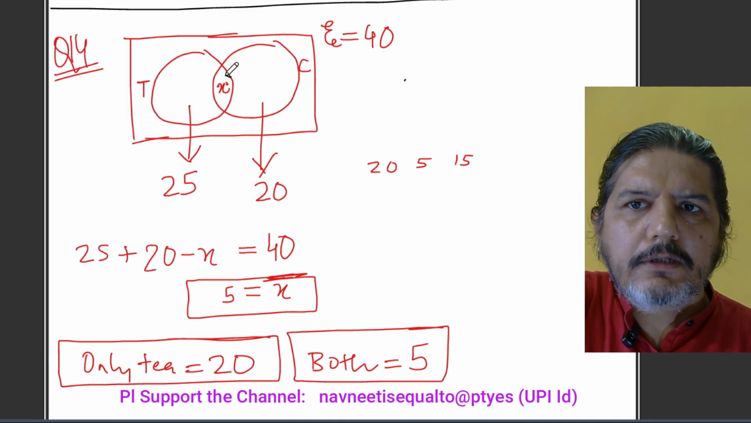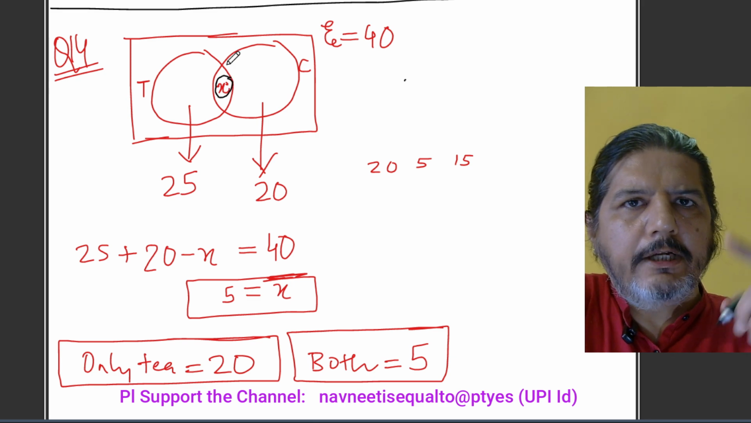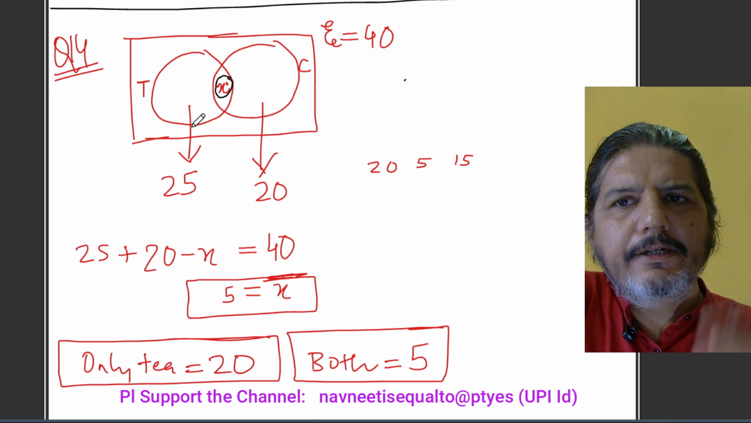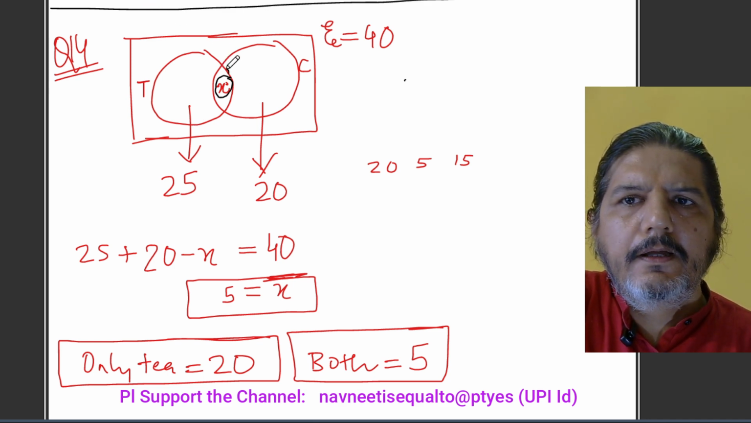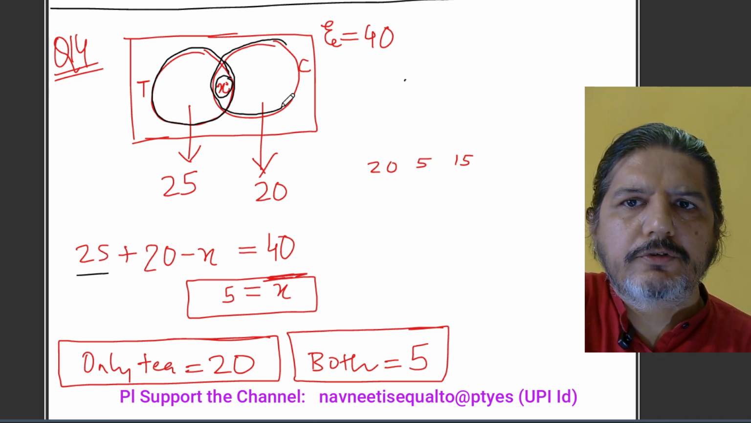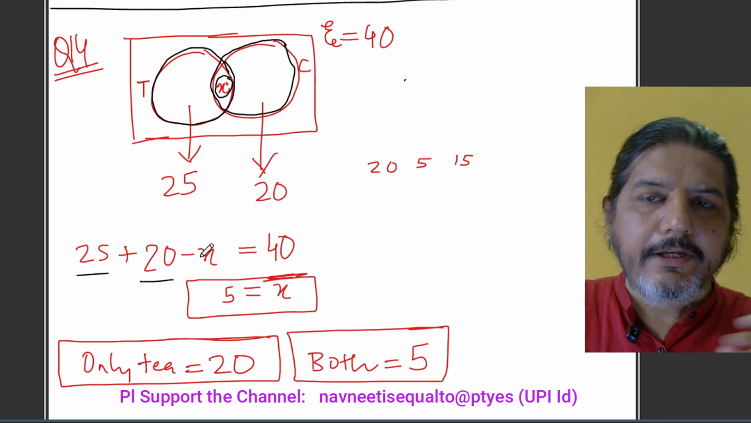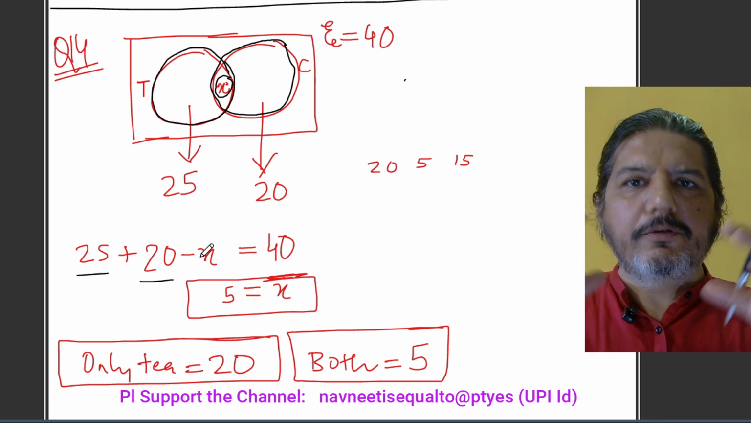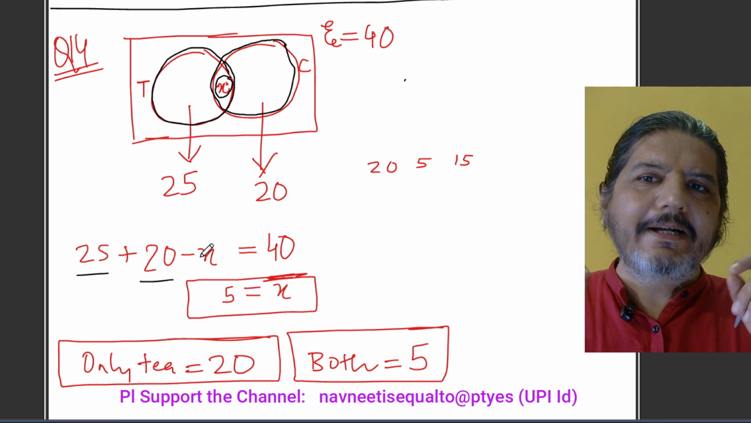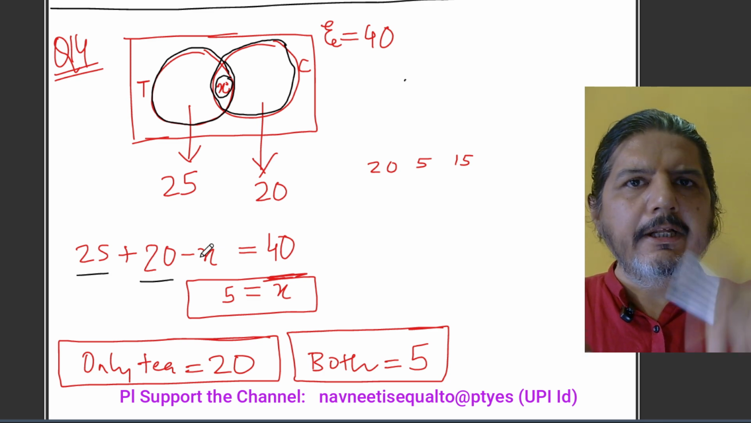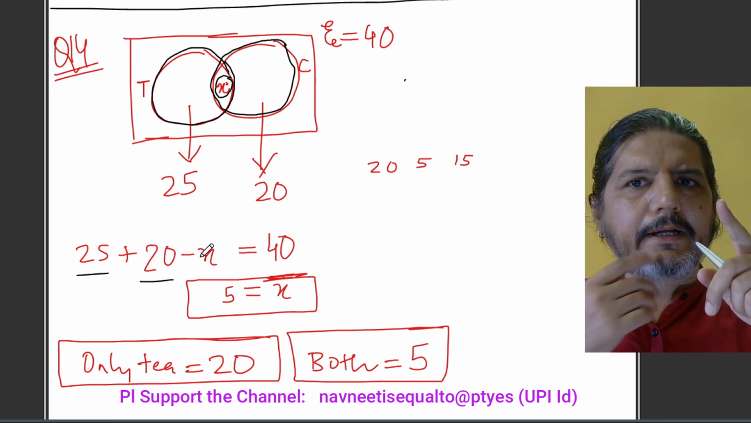So in this case, I have assumed X to be people who are tea drinkers as well as coffee drinkers. Another important thing that you need to understand is, these are the tea drinkers, so the tea drinkers are 25. These are the coffee drinkers, so the coffee drinkers are 20. Now, when you are adding the tea drinkers and the coffee drinkers, you are adding the X twice. X are the people who drink tea also and who drink coffee also.